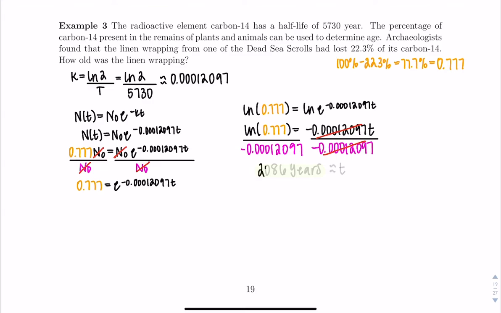And so we end up getting about 2086 years old for t.